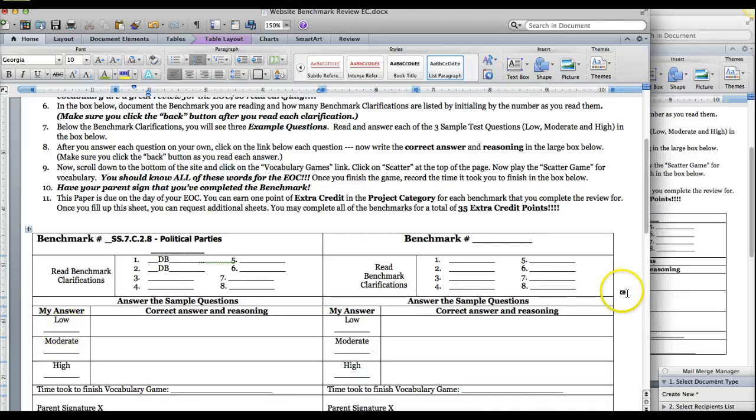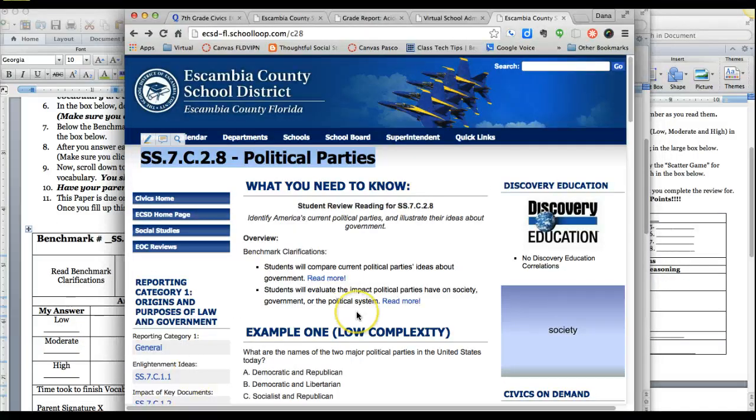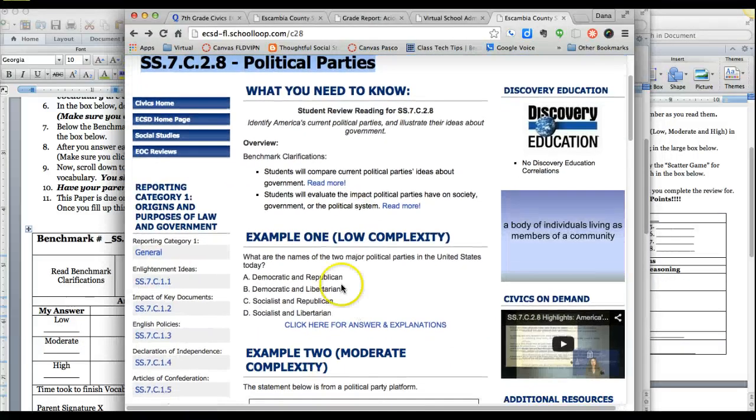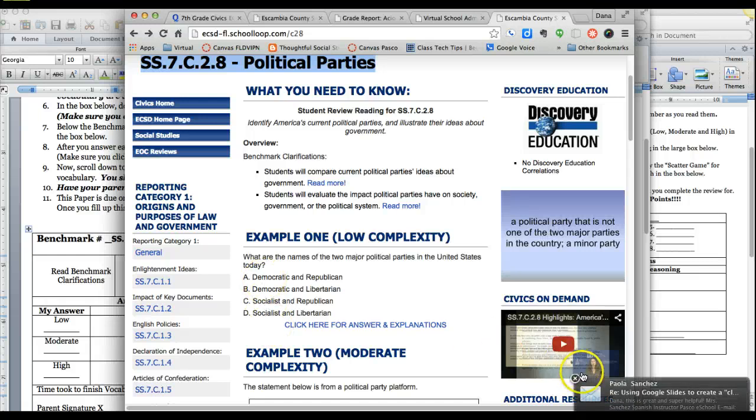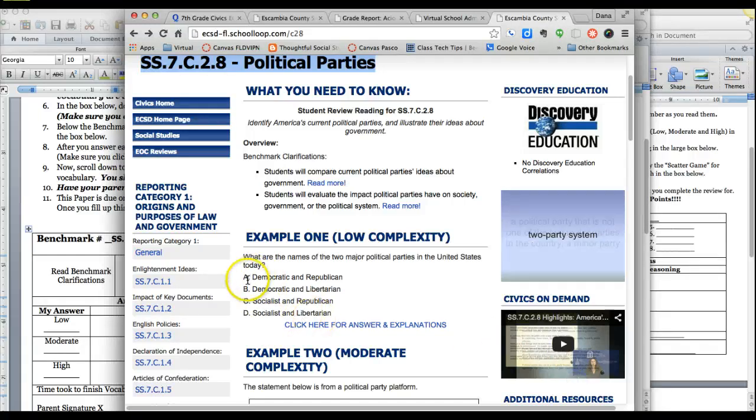So let's go to our website and I'll show you what I mean. So if you scroll down, see it says example 1, low complexity. So you read your question. So what are the names of the 2 political parties in the United States today? You would read your choices and pick your answer. So I'm going to pick A, and this is the low complexity item.